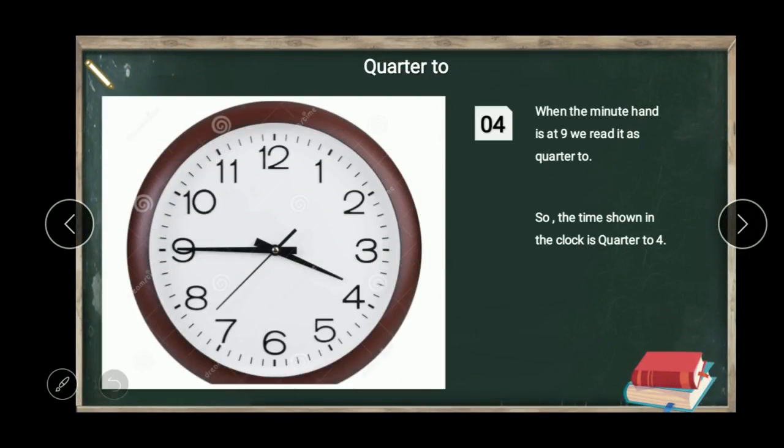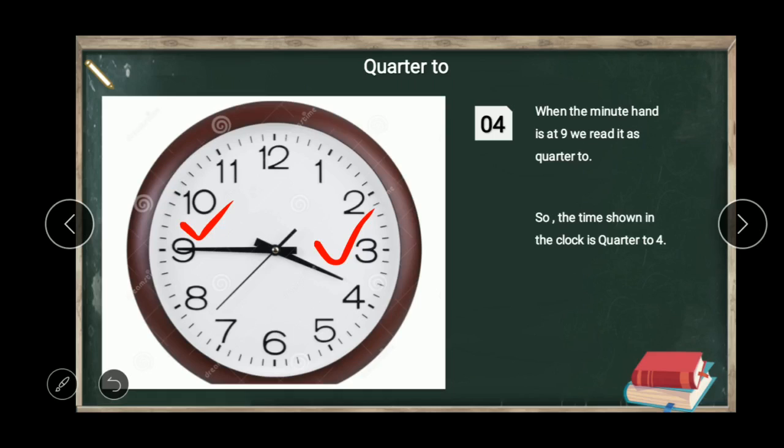Next is quarter to. When the minute hand is at 9, we read it as quarter to. Here it is clear that minute hand is at 9 and our hour hand is beyond 3. It means it is near to 4. So we will read it as quarter to 4. Why we are not reading it as quarter to 3?